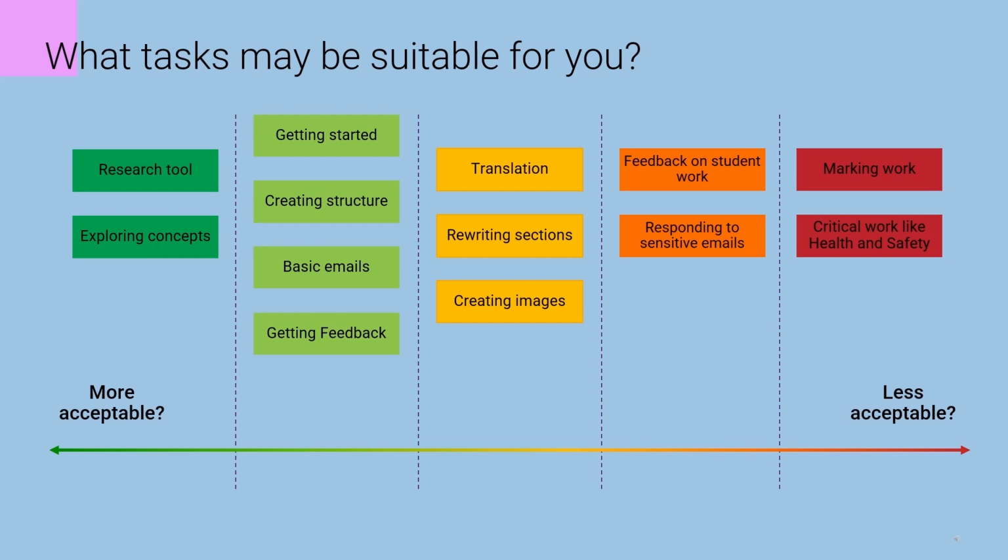Similarly, responding to sensitive emails involves complexities that AI may mishandle. Finally, over in the red, we can see tasks like marking work or critical responsibilities, such as health and safety assessments, for example. These would require human expertise and judgment. While AI might reference things like laws and health and safety, it won't fully grasp concepts and apply those regulations needed for such tasks as risk assessments. In the end, this is a scale, and it's about your judgment, thinking about what is acceptable, how tasks may work for you, but it's thinking about responsible use of AI.